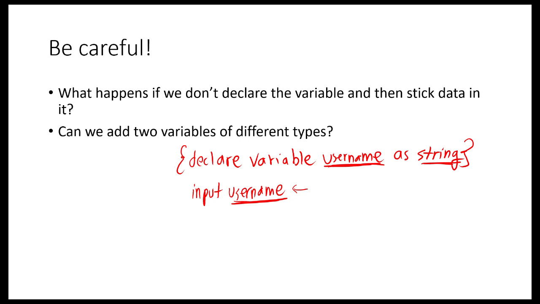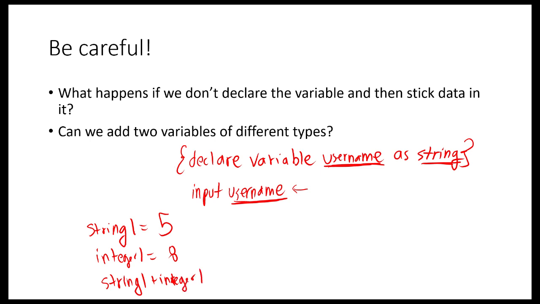So can we add two variables of different types? And here's another weird thing. So if I have a string, let's say string 1, and I store the number 5 in it, and then I have integer 1, and I store the number 8 in it. Now, can I do a math operation? And I go string 1 plus integer 1 equals.